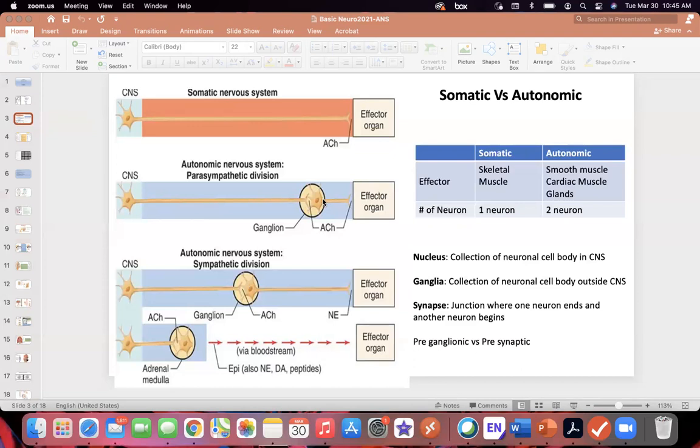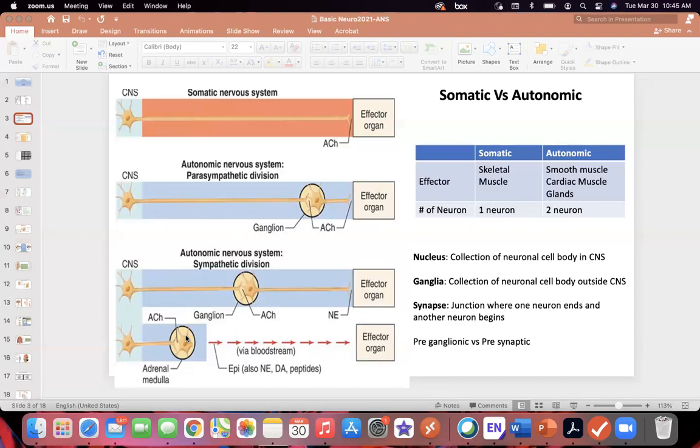Okay. So again, in case of parasympathetic, the presynaptic neuron will be long, the postsynaptic one will be short. In case of sympathetic, presynaptic will be short, postsynaptic will be long. This one is not good enough. It should have been here. So presynaptic is short, postsynaptic is long. Now, there is always an exception, everywhere there is an exception: the cells of the adrenal medulla.